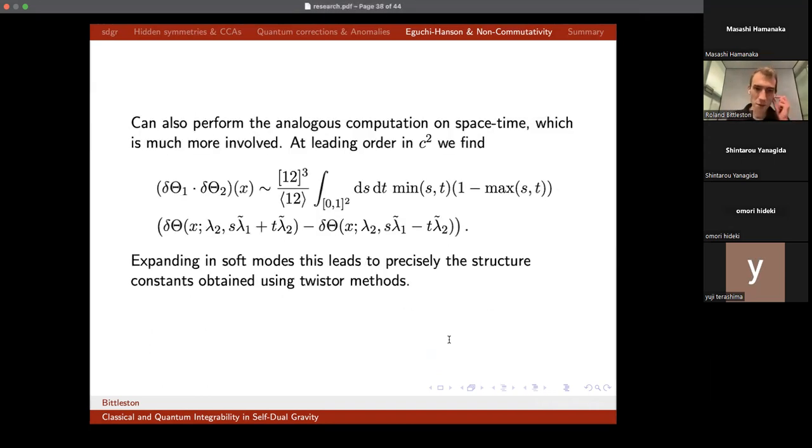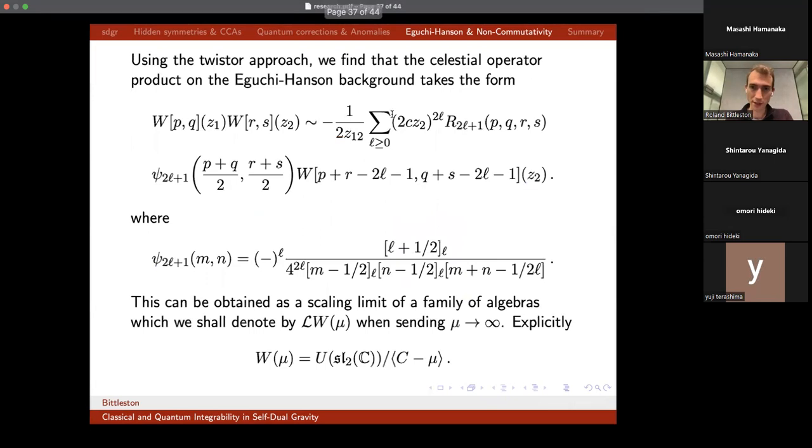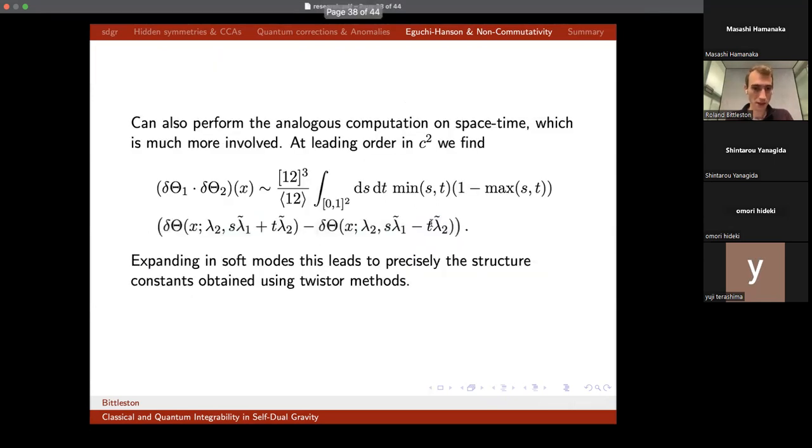Okay, you can do the same computation on space-time and you get exactly the same structure constants. This is working to first order in C squared because the space-time computation is orders of magnitude harder, and a formula like this encodes precisely the order C squared structure constant on the previous page. So we can get this from a space-time calculation. You can really see that this algebra is telling you about the algebraic structure in amplitudes from the curved background.